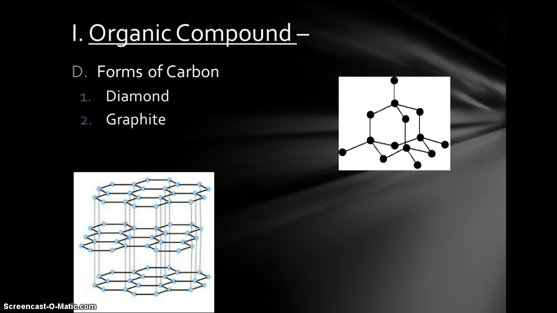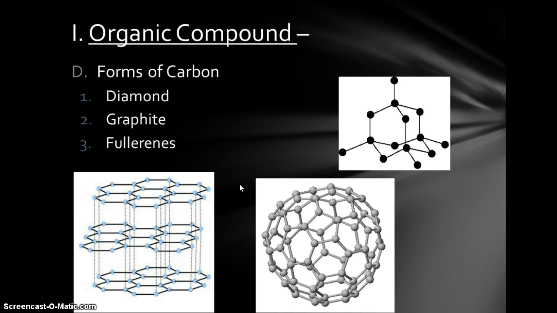Graphite is another form of carbon, and that's what you use in your pencils, and that's pretty weak, and it is bonded differently. It looks like this picture down there, and so it's bonded differently, which is why it's not as strong. And then there's a fullerene. Fullerene, or what they call a buckyball, and it is shaped like this.